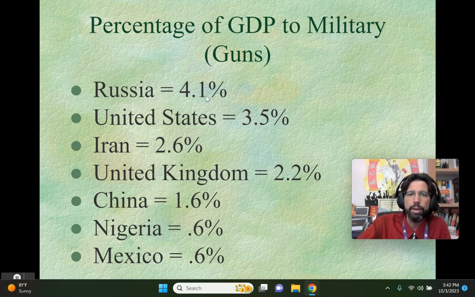So 4.1% of everything that is produced in Russia goes to the military. That's pretty high. And actually, it's supposed to go up to between 6 and 7% in the next year because they're fighting a war. The United States, 3.5%. During World War II, it was closer to 40. It was really ramped up. Iran, 2.6%. The UK, 2.2%. China, 1.6%. That's going to go up as well. And Nigeria and Mexico are less than 0.5%.